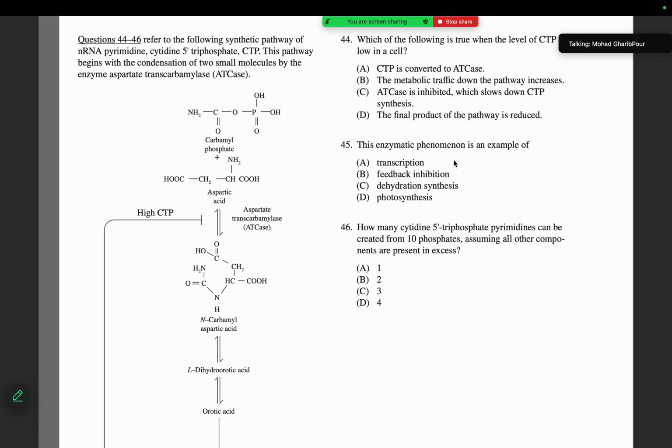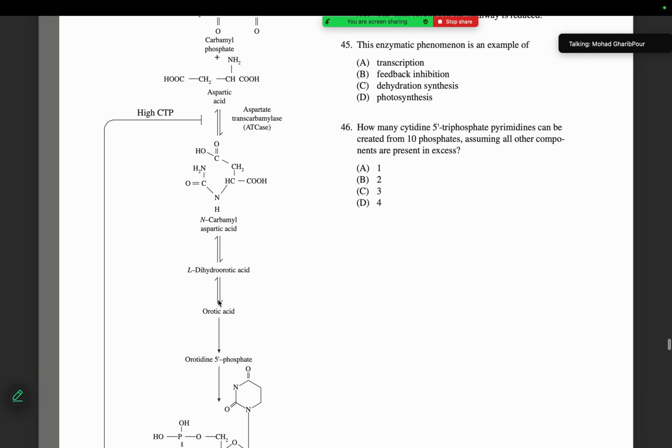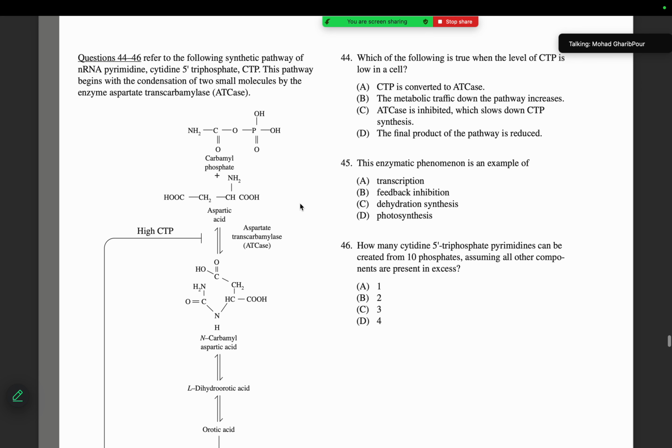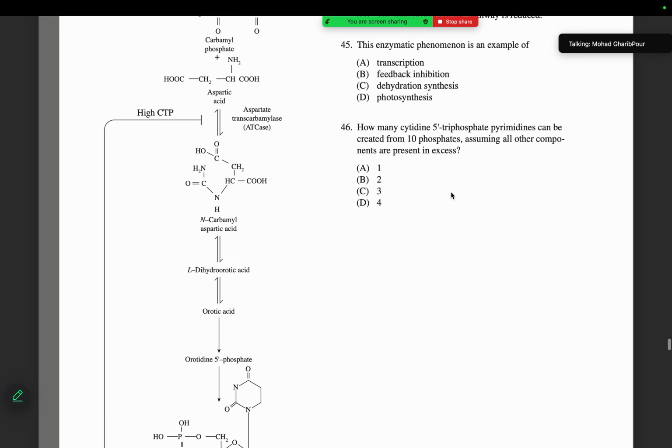Okay, this enzymatic phenomenon is an example of feedback inhibition. A product of the pathway inhibits something earlier in the pathway. So that's the definition of feedback inhibition. And then 46, how many cytidine 5-triphosphate pyrimidines can be created from 10 phosphates, assuming all other components are present in excess?